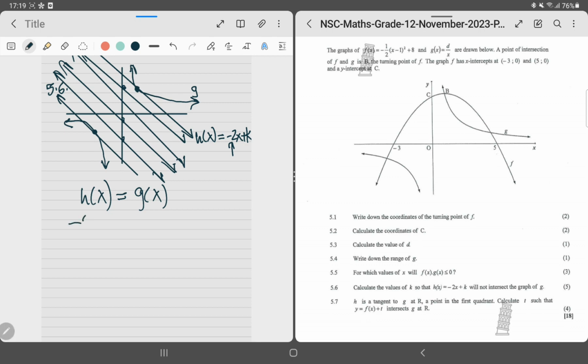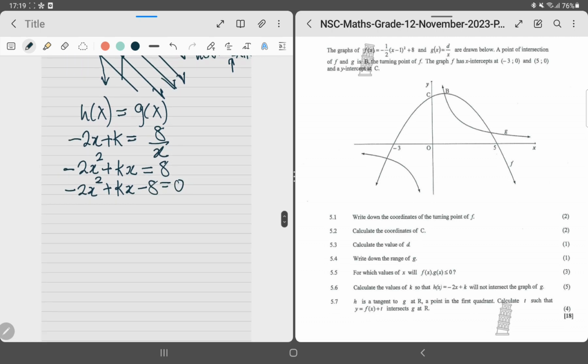So h of x should be equal to -2x plus k, and then that is 8 over x. So I'm just going to multiply by x. -2x squared plus kx should be equal to 8. -2x squared plus kx minus 8 should be equal to 0. Just going to divide by -1: 2x squared minus kx plus 8 should be equal to 0.